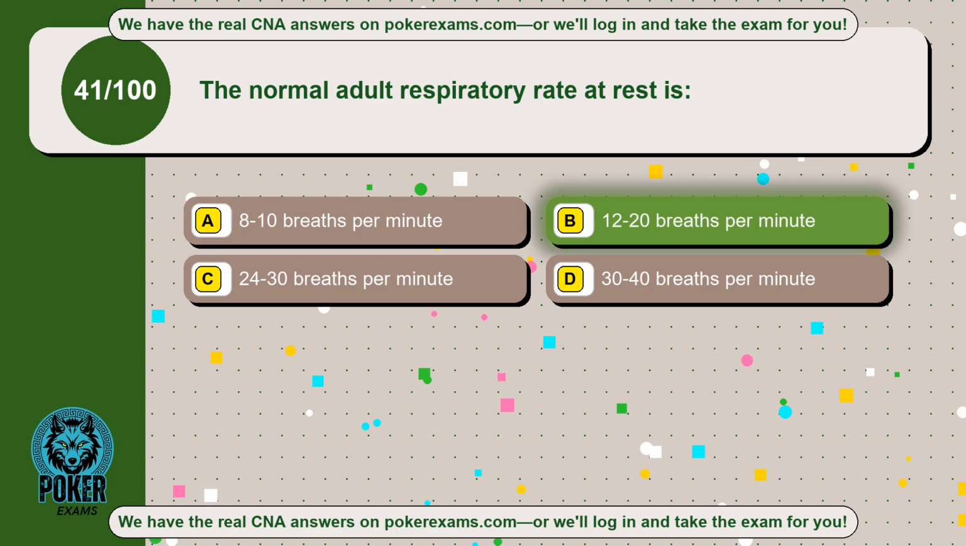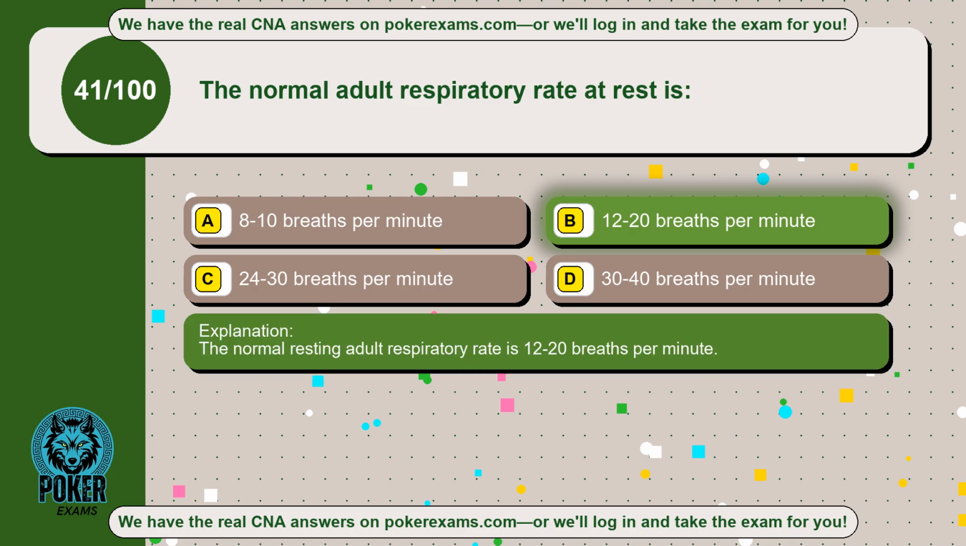The correct answer is option B, 12 to 20 breaths per minute. The normal resting adult respiratory rate is 12 to 20 breaths per minute.